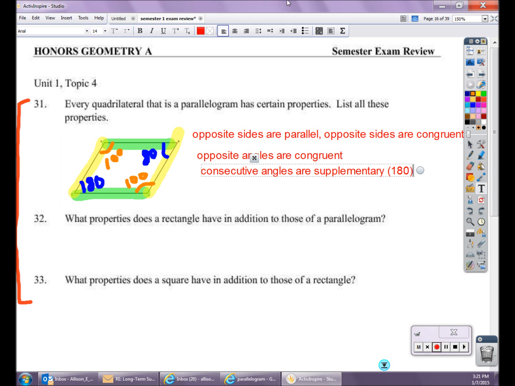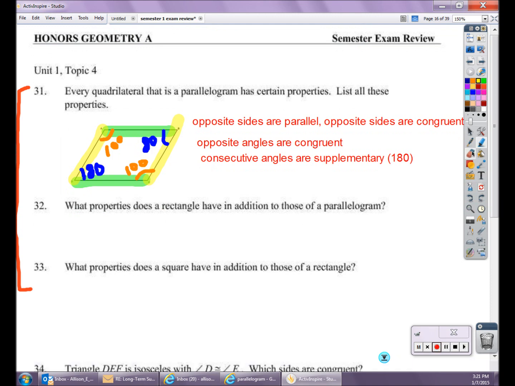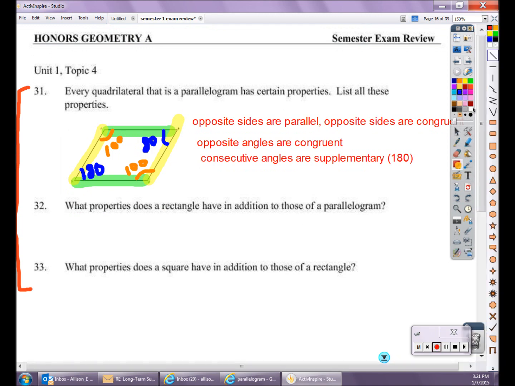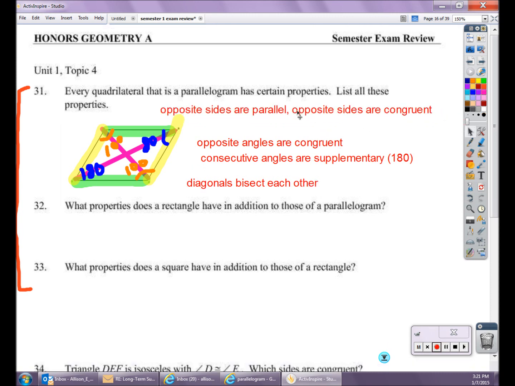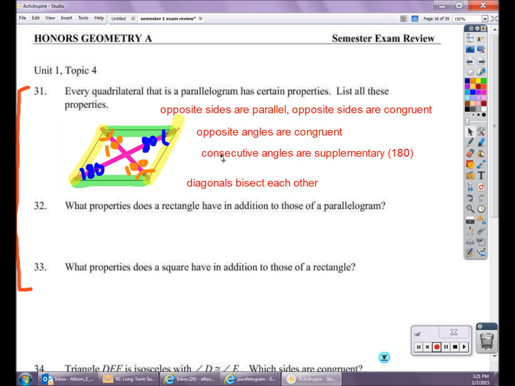I guess the only other thing that you need to know is about the diagonals. If you look at this one and this one, you can see that the first diagonal is longer than the second one. So they're not congruent, but they do cut each other in half. So the diagonals bisect each other. Alright, so quite a few things you need to remember for parallelograms. But if you draw a picture, it should help.